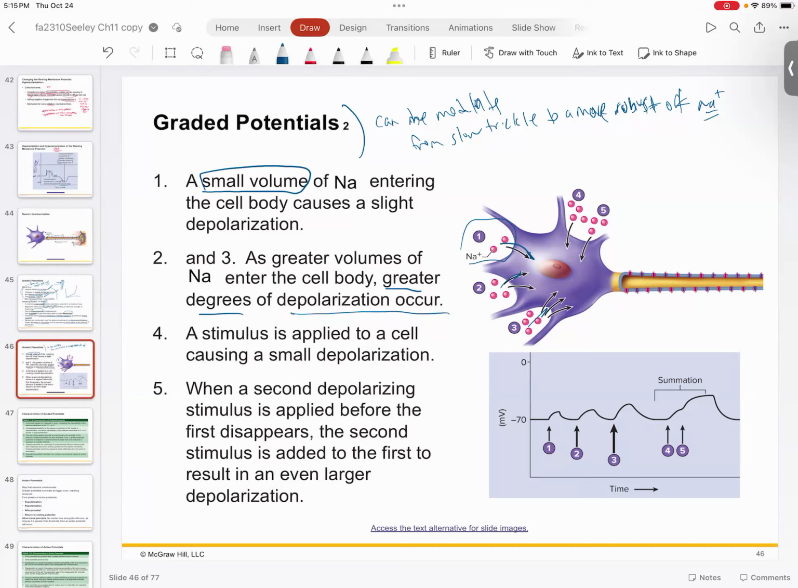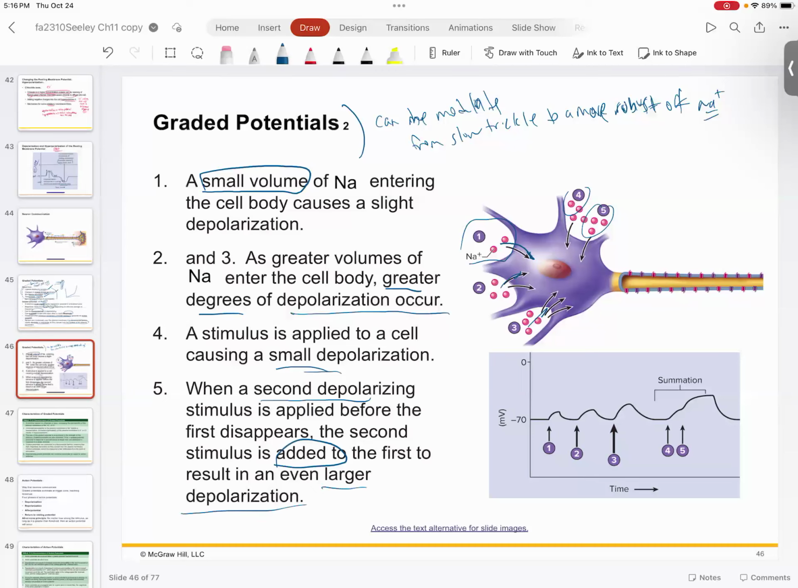And then, of course, in 4, you have a stimulus that comes into the cell body. That creates a little bit of a depolarization as well. And then when a second stimulus comes in, that's number 5. So you have 2 different stimuli coming in. If it comes in at a time when the 4th one hasn't disappeared yet, so it overlaps with the 4th stimulus, then you can add the 2 together, and that can create an even larger depolarization.